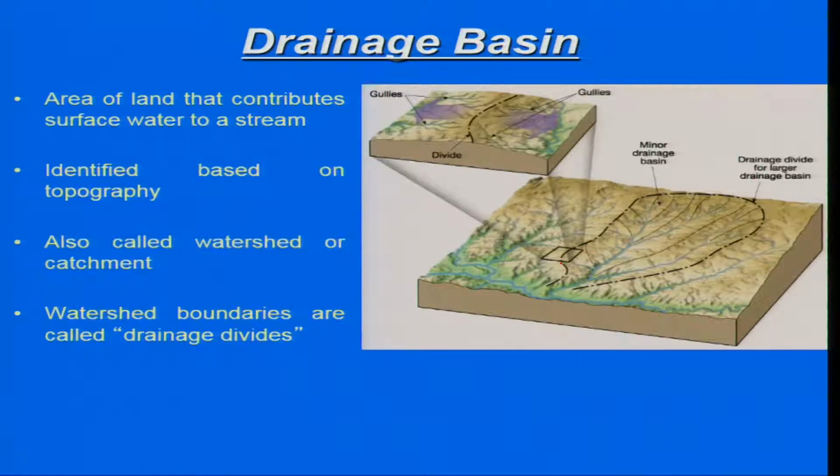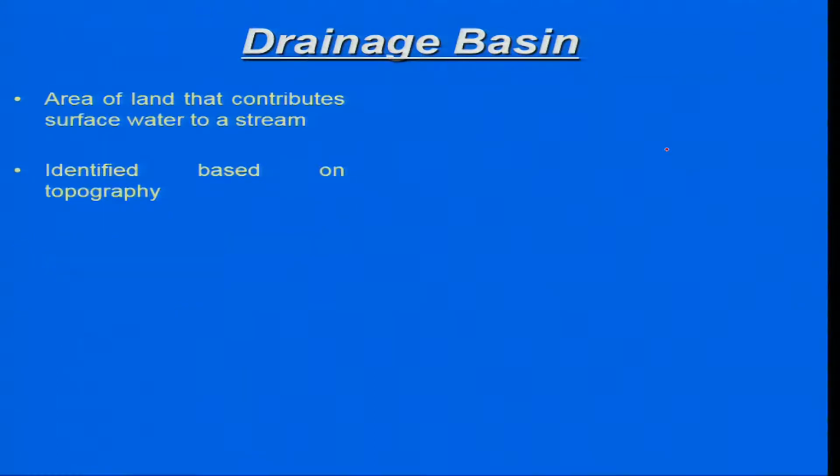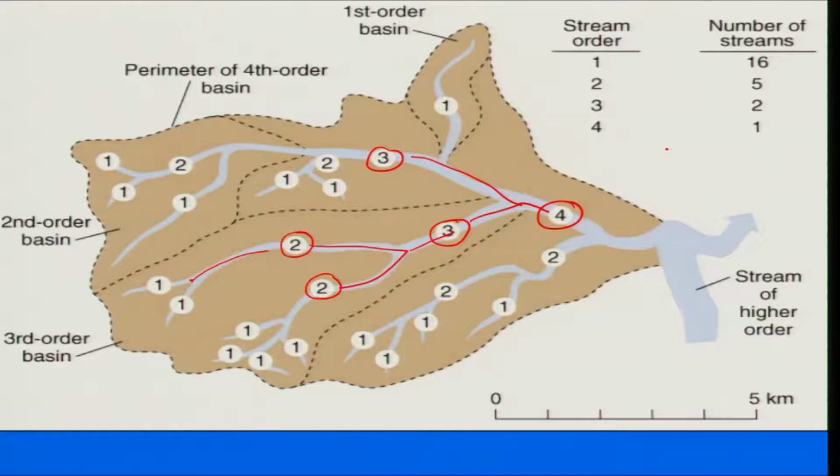So, we have the main or major basin area, which will also have minor basin areas, likewise as has been shown here. So, you have the smaller basins of these tributaries, and then you have the major basin of this trunk stream, that is the fourth order.